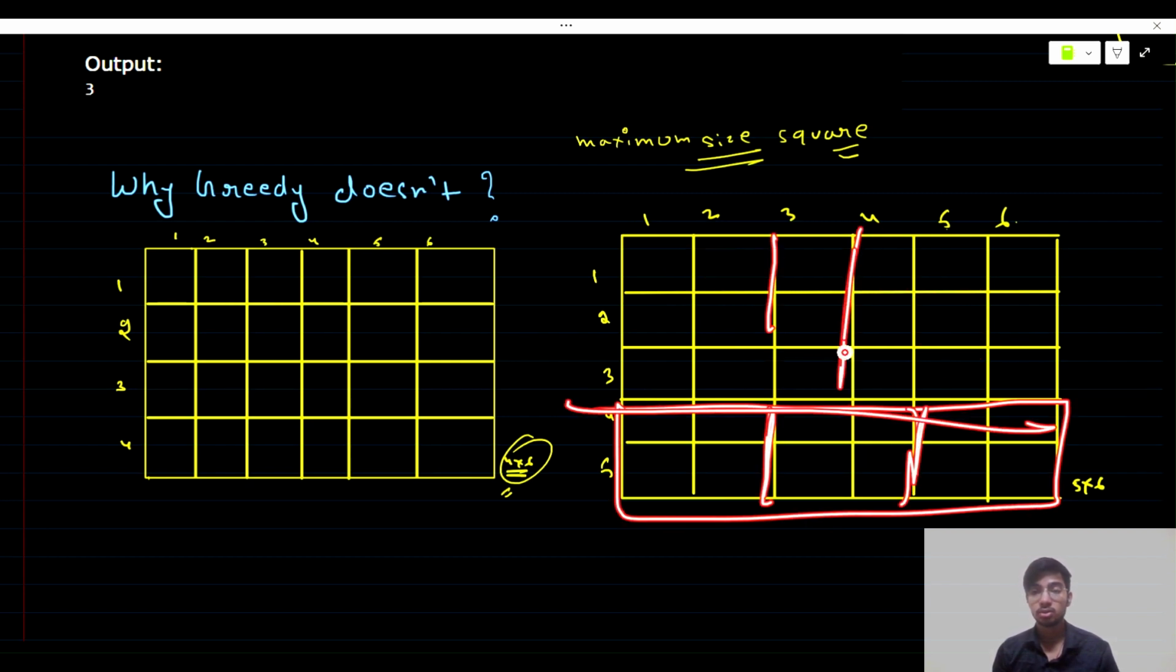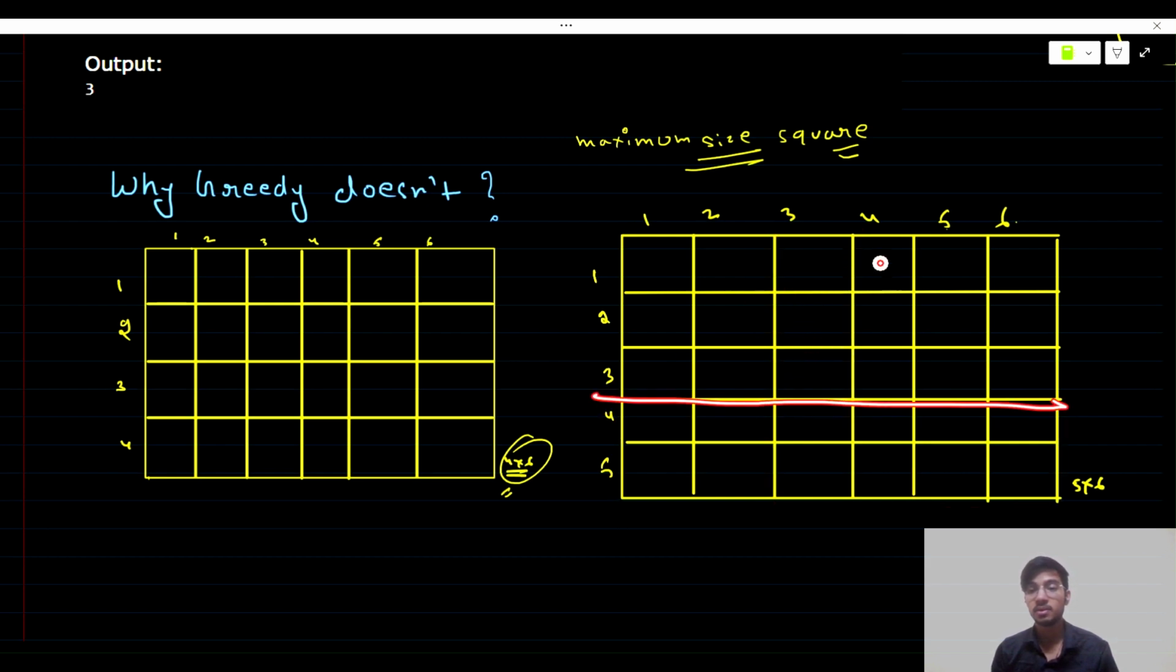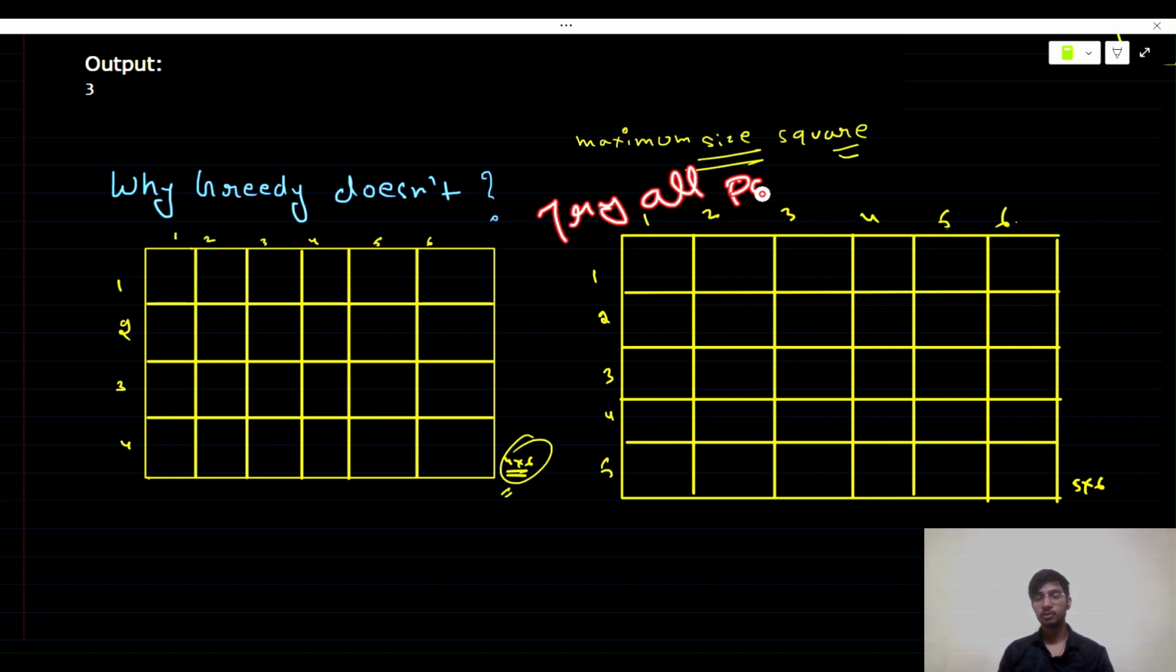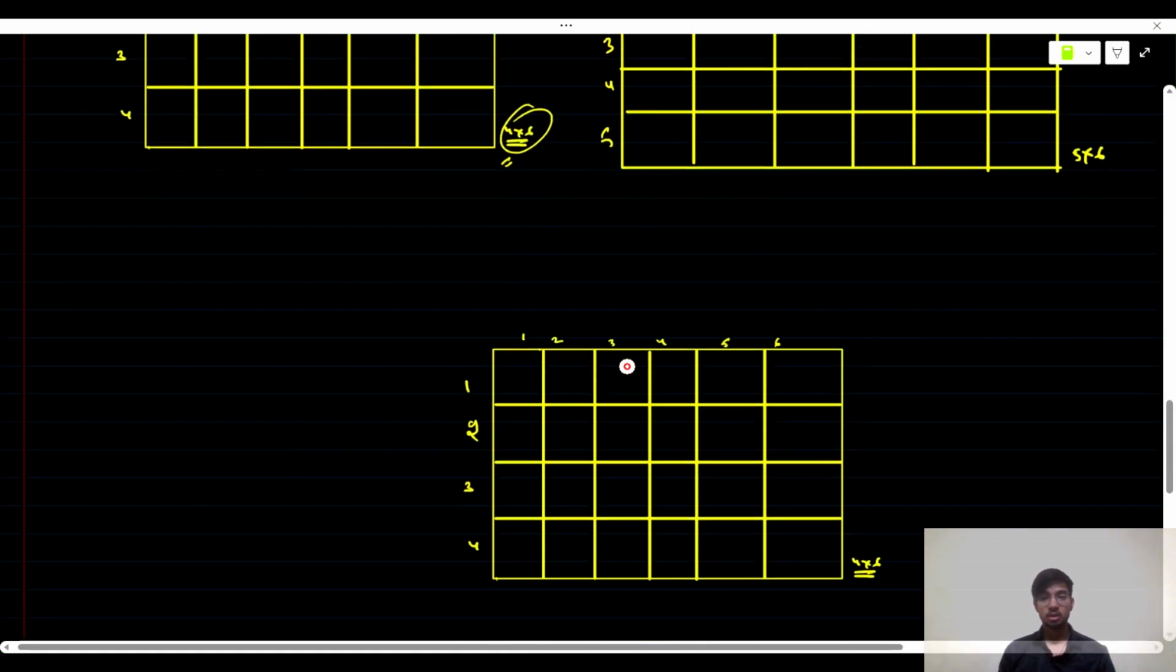So the total number of cuts required to cut this rectangle into squares would be 1, 2, 3, and 4, right? So these are the number of cuts to convert this rectangle into squares. In this case, the greedy approach does not work. Generally, greedy doesn't always work, so we have to try all possible ways.